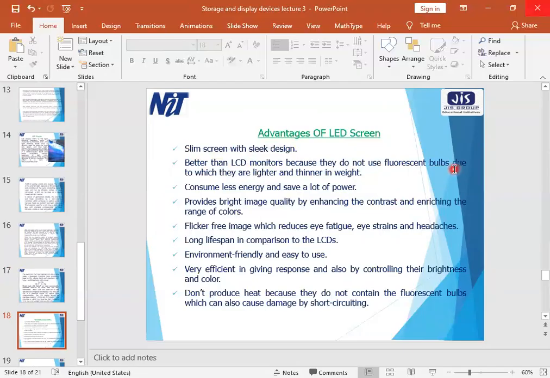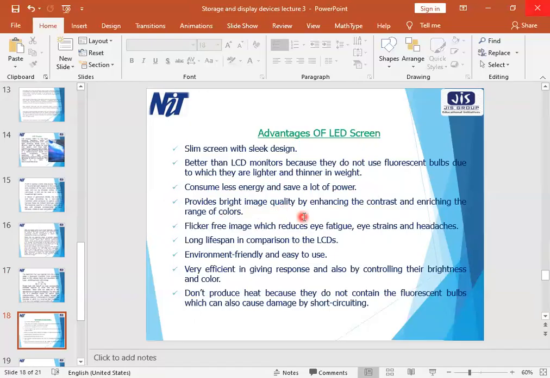So because of that, there may be some problem with short circuiting, or you cannot work for a longer time. Whereas with LED, fluorescent bulb is not used, so you can work for hour and hour. These LED screens consume less energy and save a lot of power.